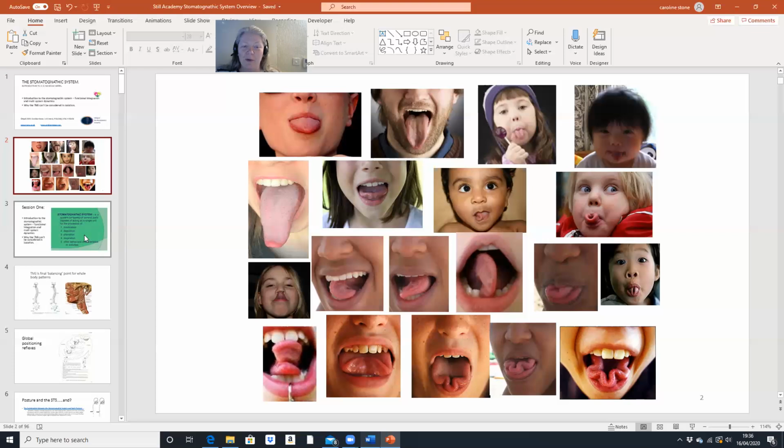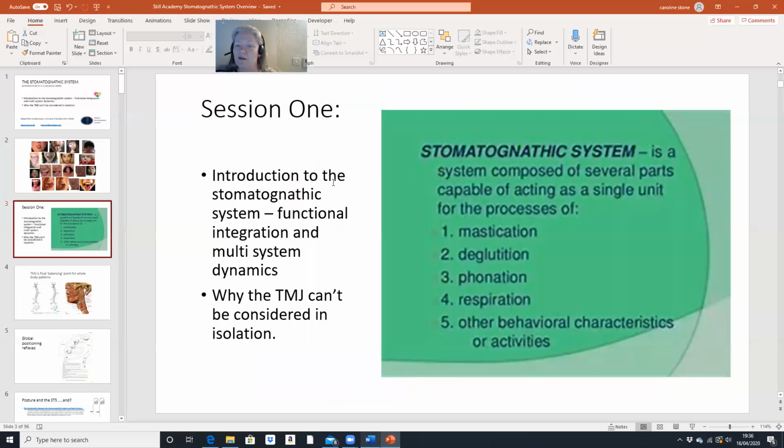But anyway, what are we going to cover? In session 1, we're going to start out with a general overview. We're going to explain that the Stomatognathic system's functions include mastication, deglutition or swallowing, phonation, and respiration, but it's also involved in a whole variety of other behavioural characteristics and activities. It's involved in communication, with the face, both non-verbal communication and interpersonal social engagement type communication, and so on. So there are lots of different sorts of functions that come into play.